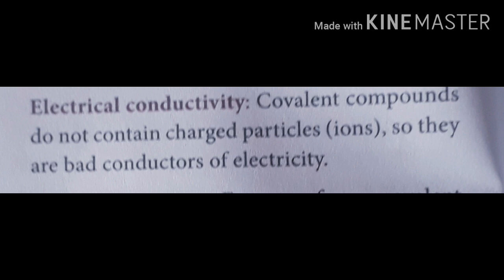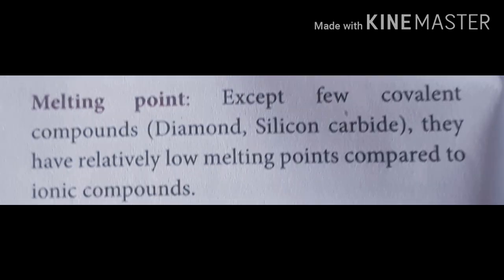What about the melting point? Except for a few covalent compounds, that is diamond and silicon carbide, covalent compounds have relatively low melting points compared to ionic compounds. Most of the covalent compounds have low melting points. They melt at a very low temperature when compared to ionic compounds. But diamond and silicon carbide are the two covalent compounds that have a high melting point. Okay. Next one is solubility.